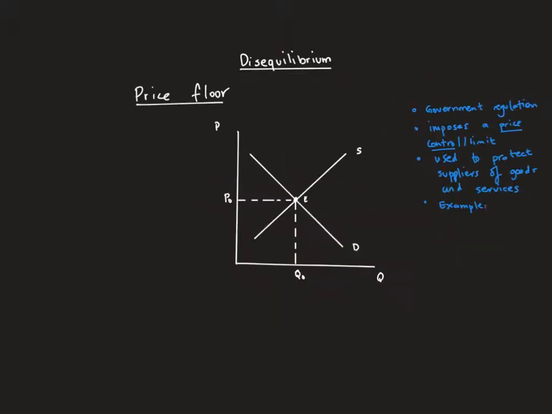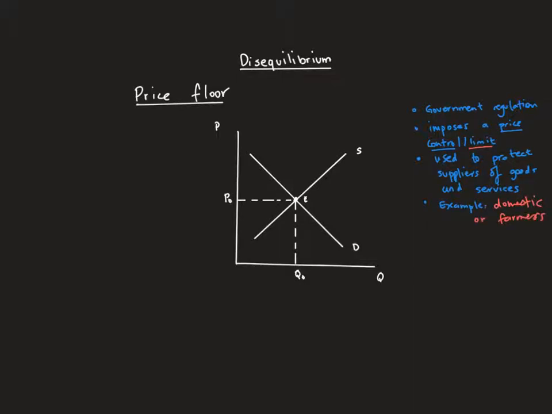The first case deals with a price floor. This is when government imposes a price control or limit on the price that is charged by a supplier of a good or service. These are usually done to protect people like, for example, a domestic worker or farmers.